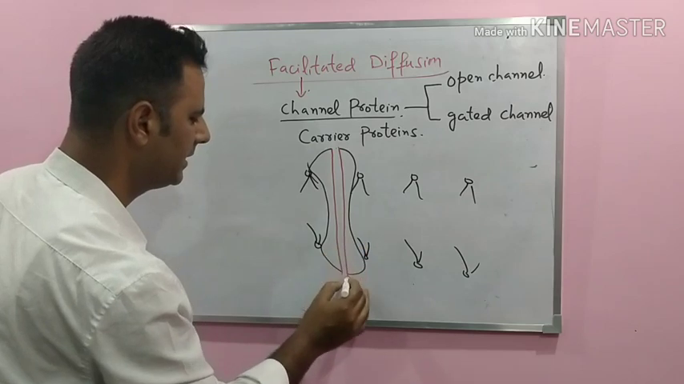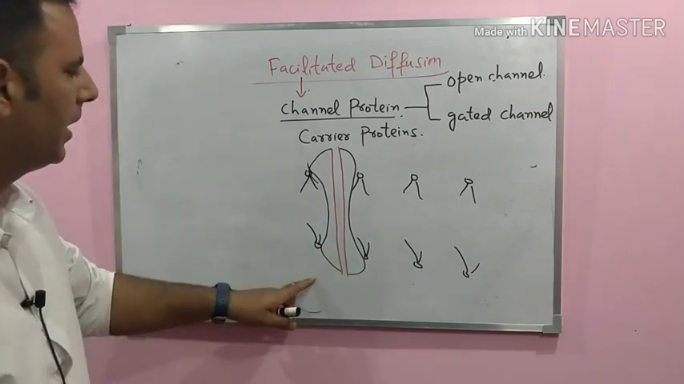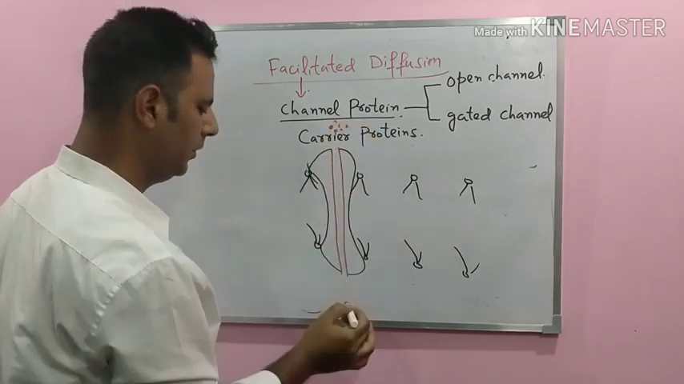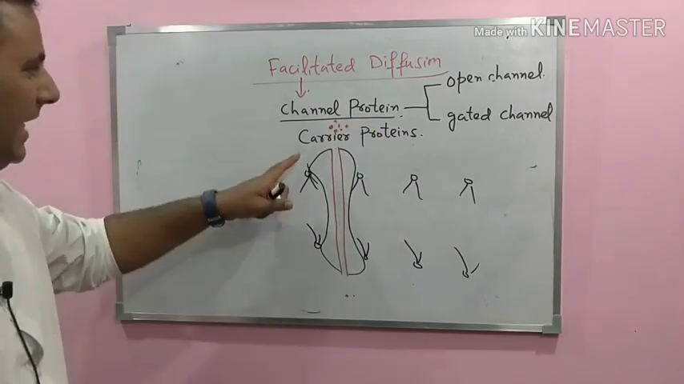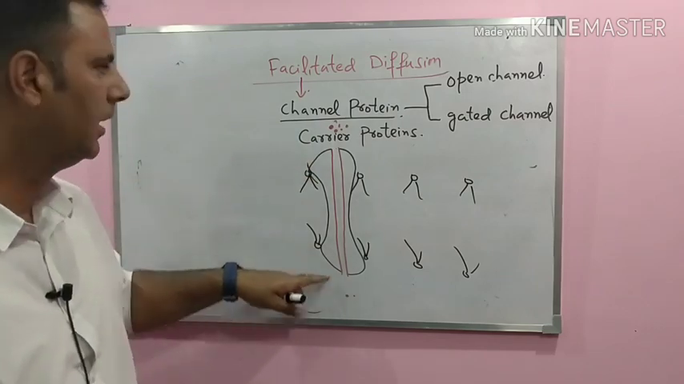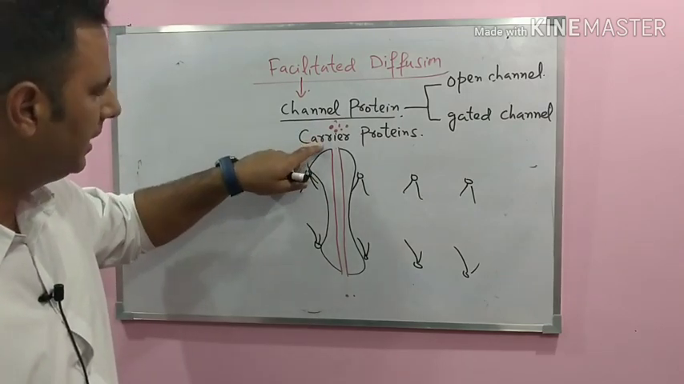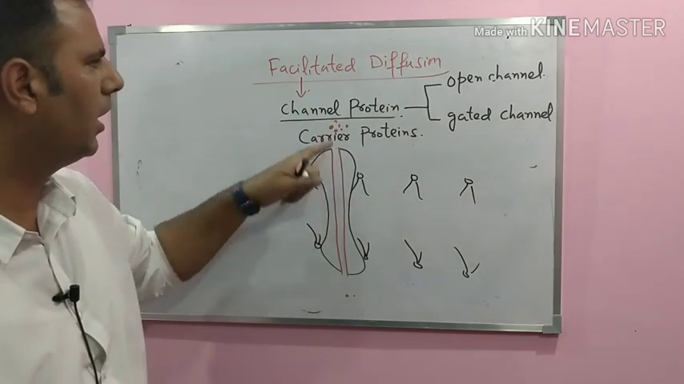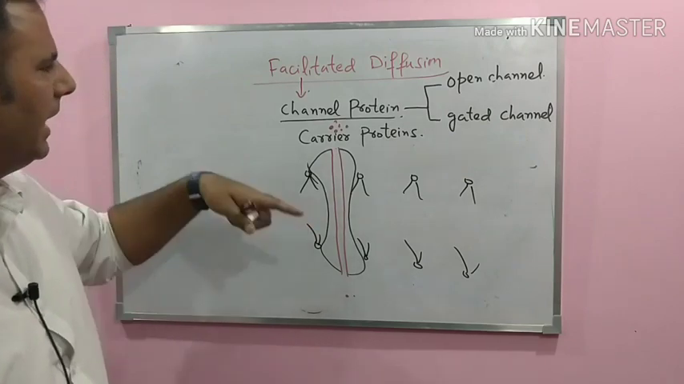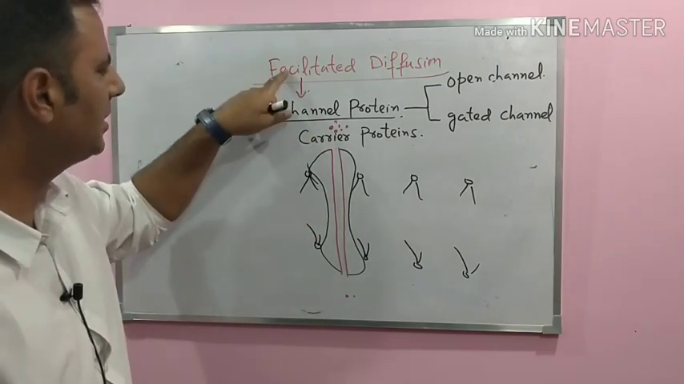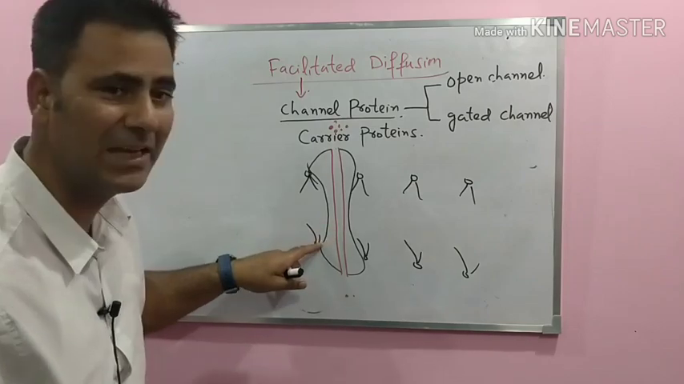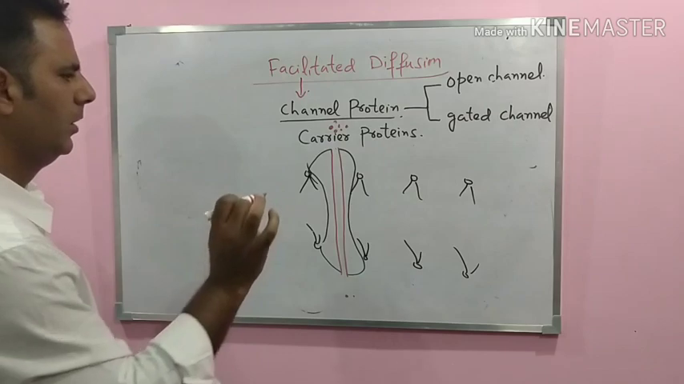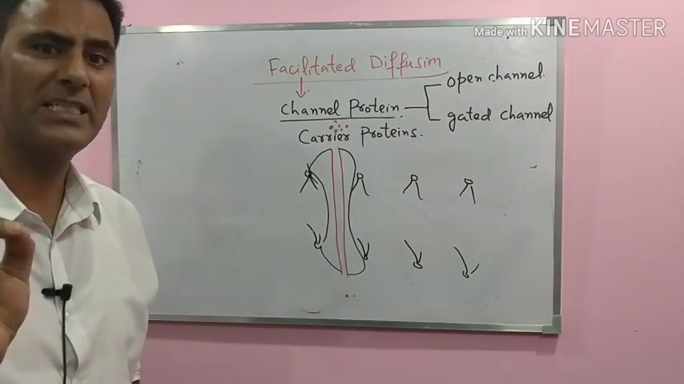For example, this is a channel. And what is going to happen? Things are going to move from this side to the other side, but it will depend upon the concentration gradient. Certainly, this type of channel protein transport or open channel transport is again a type of diffusion which is being facilitated by the presence of this open channel. See, this open channel transport is subpacific.